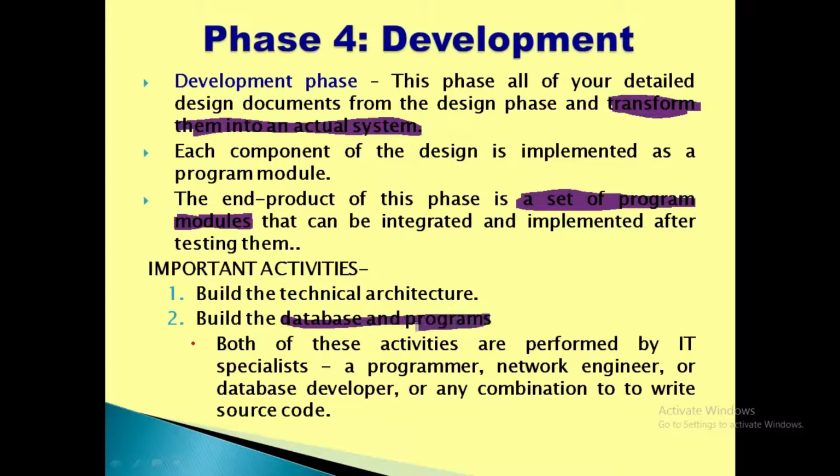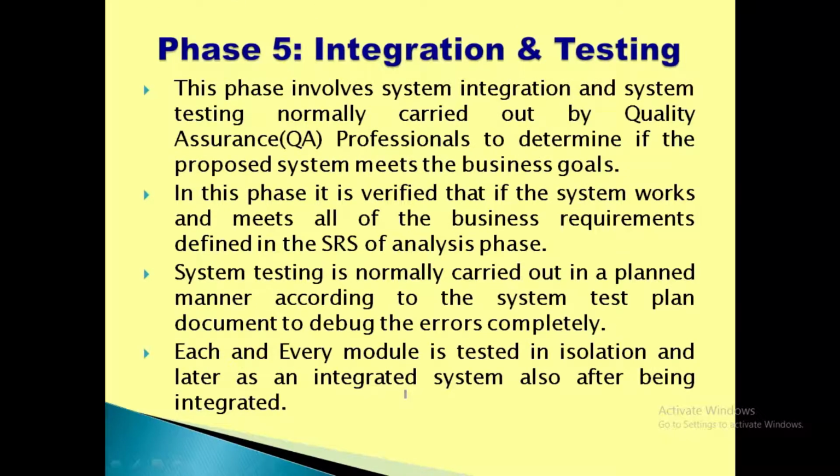This is very important. For all these activities, that is for building the technical architecture, for building the databases and programs, this is done by a team of IT specialists, which include a programmer, a network engineer, database developer, or two people can work together to write the source code also. Now the phase 5. From the phase 4, you have got now different modules already ready, जो कि programmed हो चुके हैं, जिनका कोडिंग हो चुका है, as well as the backend के लिए you have a DBMS system also ready.